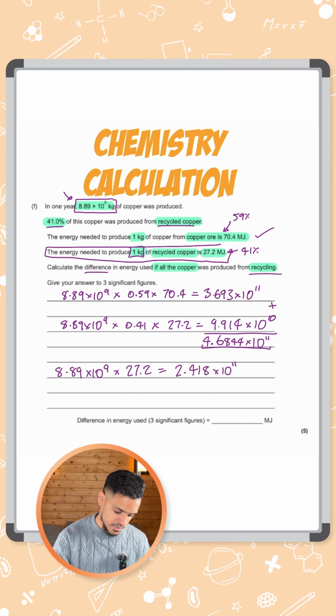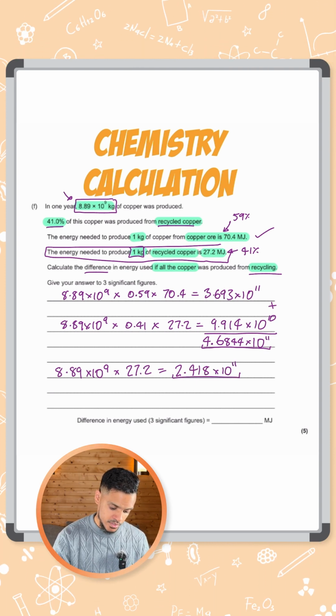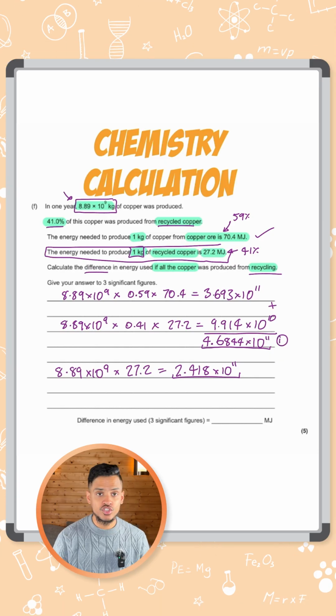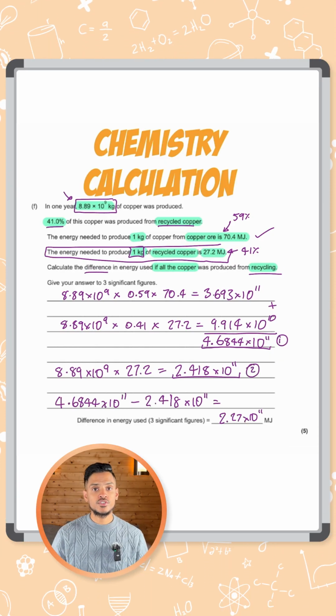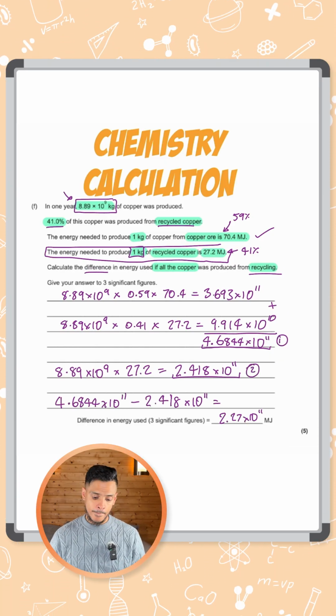And remember, the question's asking us for the difference between the two. So the difference between 1 and 2 here. So we're going to subtract the 2 to get our final answer, which is 2.27 times 10 to the 11 megajoules.